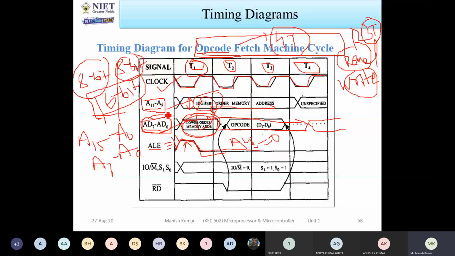Whatever data is available inside the memory, you have to read that value. So I am using the read var signal. If read var equal to 0, then you can read. If read var equal to 1, then you can't read. Since you can see ALE equal to 1 up to the first clock cycle, I have ended that. I will erase this.